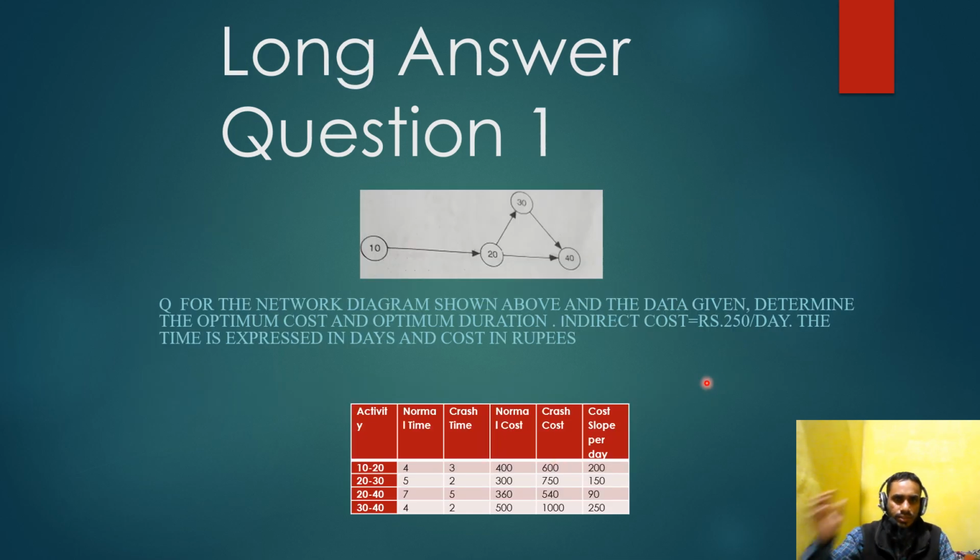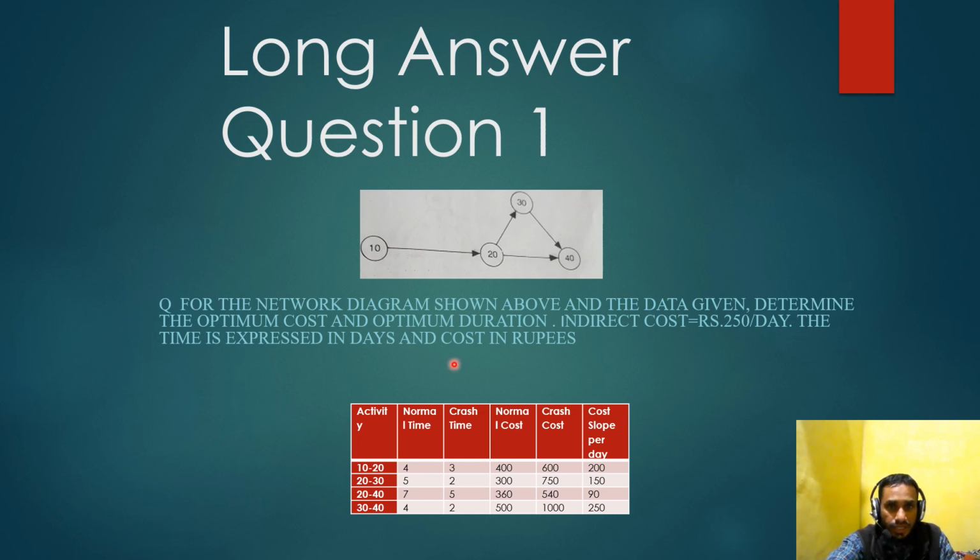Then comes the long answer questions. The first long answer question is regarding the cost time analysis. This is a question directly picked from the textbook Construction Planning and Management by P.S. Gehlot and B.M. Dheer. So here you have this long problem regarding the cost time analysis. You have been given this network diagram, and then you need to determine the optimum cost and optimum duration, and the indirect cost is rupees 250 per day. So you need to calculate the optimum cost and optimum duration.